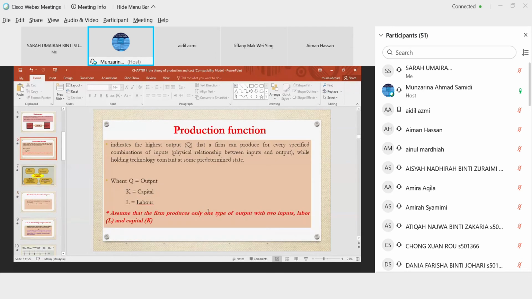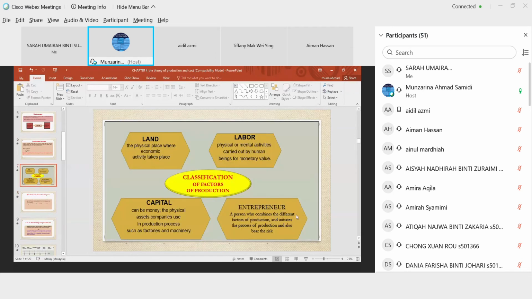Again, I think I mentioned this in the first topic. Already mentioned in the first topic.